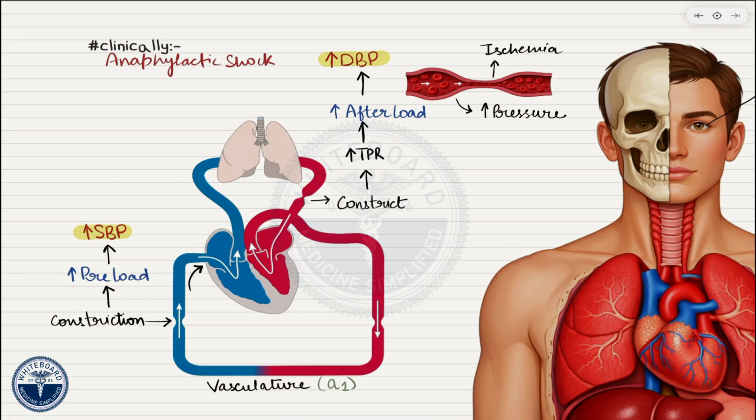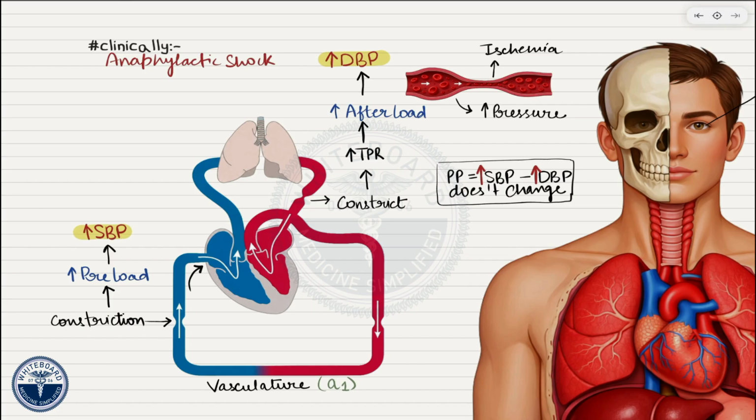Now let's think about pulse pressure, which is simply the difference between systolic and diastolic blood pressure. Since alpha-1 receptor stimulation raises both systolic and diastolic pressures by a similar amount, the difference between them remains largely unchanged. Therefore, pulse pressure does not change significantly with pure alpha-1 receptor stimulation.